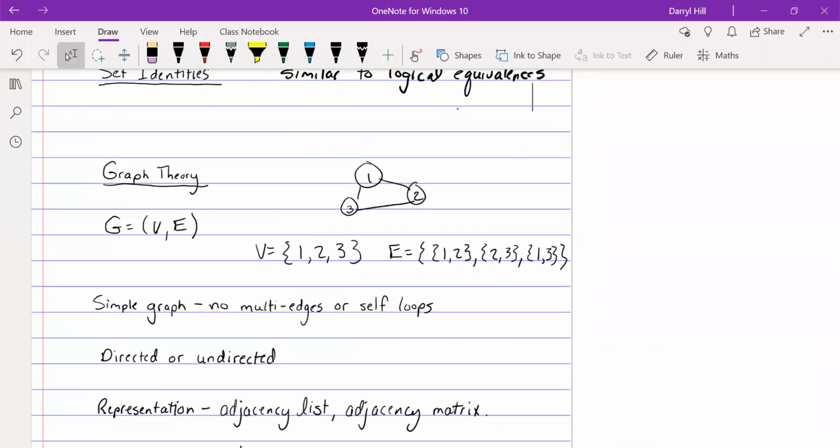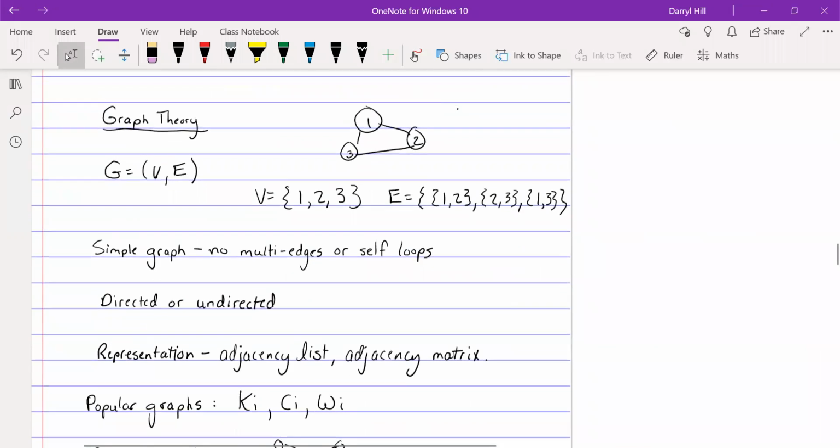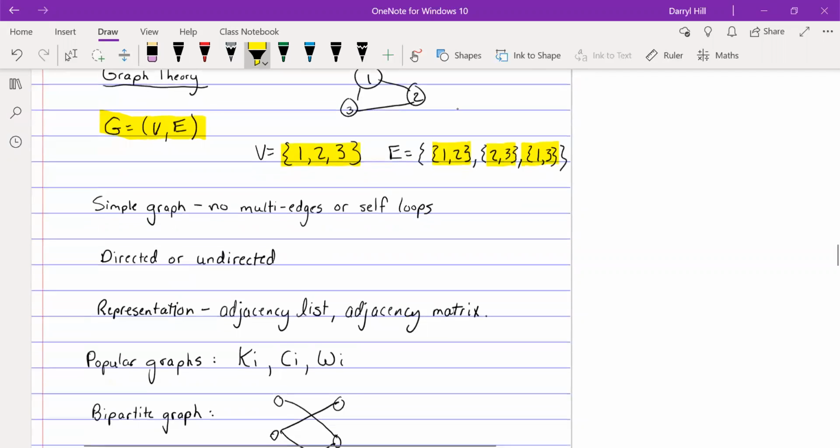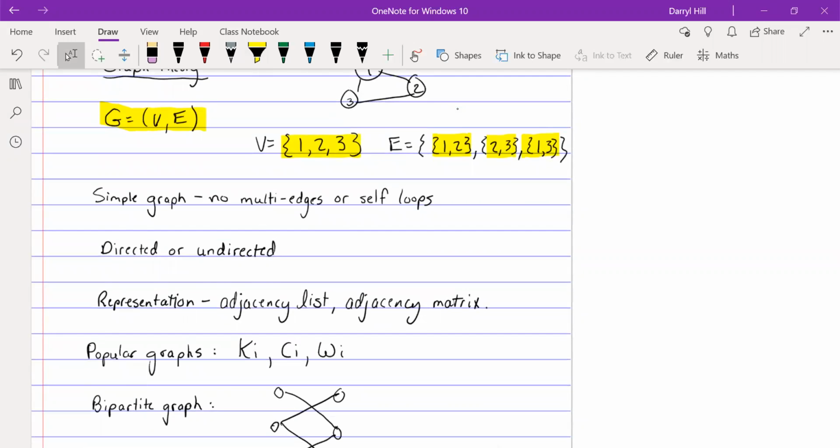All right, graph theory. That is something that is definitely on the final. So a graph is a tuple. A graph G is an ordered pair of vertices and edges, and the vertices are a set of entities. The edges are a set of sets, pairs of vertices if it's an undirected graph, and it's a tuple if it is a directed graph.